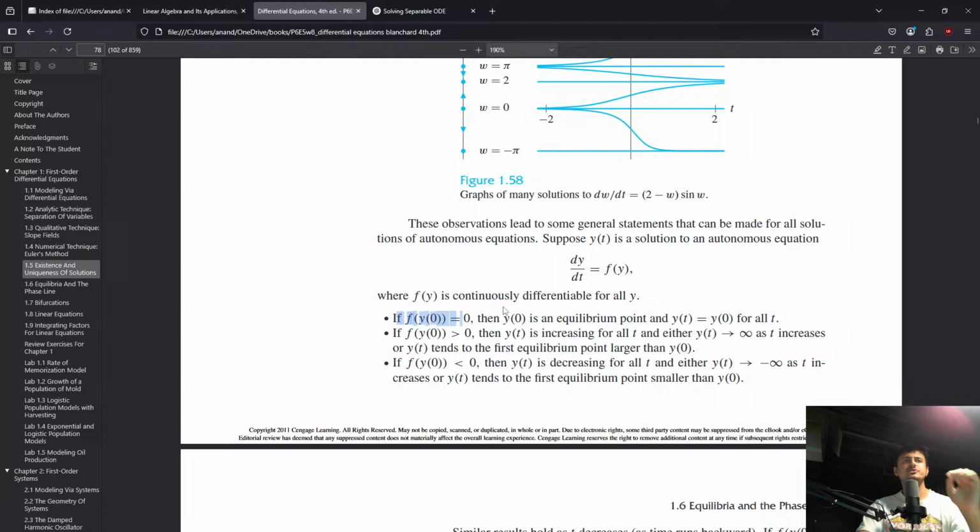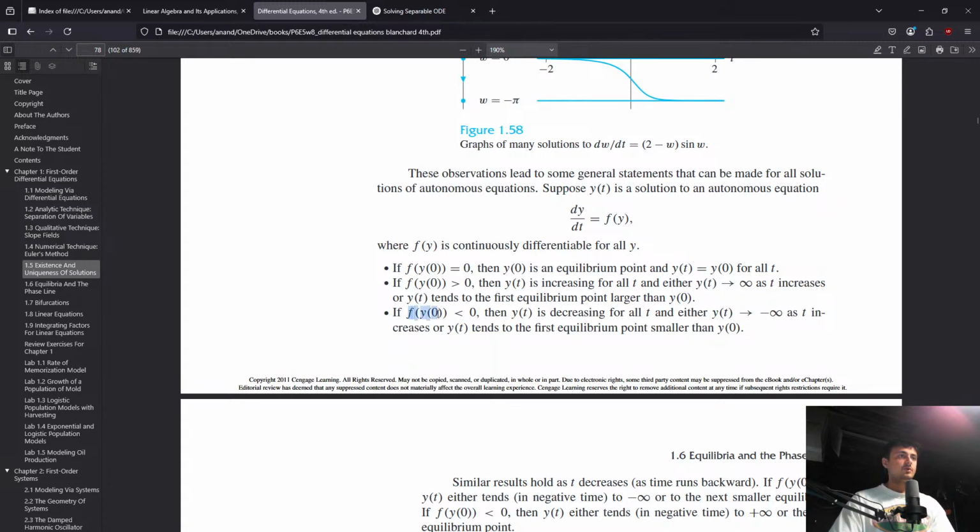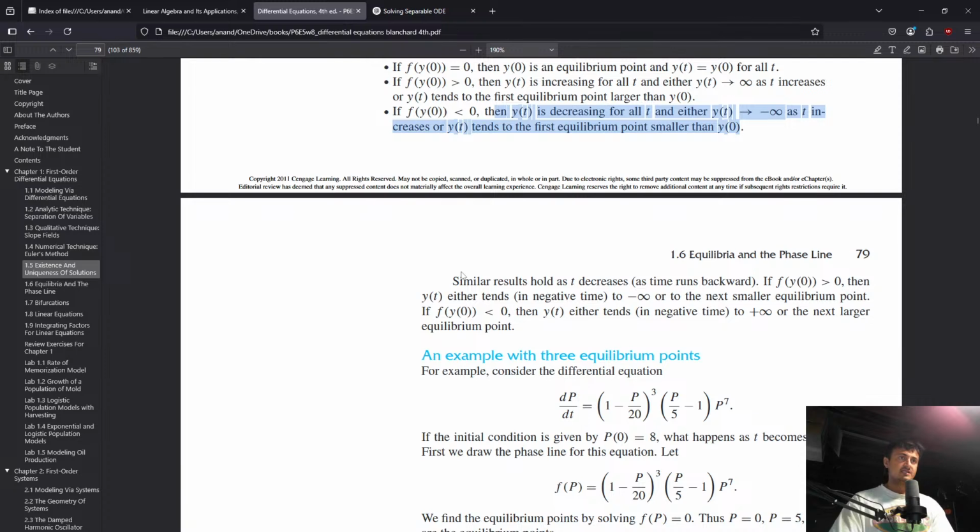All right, so there are some conclusions we can make about autonomous equations. If f of y of 0 is equal to 0, then y of 0 is an equilibrium point, and y of t is equal to y of 0 for all t. If f of y of 0 is greater than 0, then y of t is increasing for all t, and either y goes to infinity or it goes to the first equilibrium point larger than y of 0. If f of y of 0 is less than 0, then it's the opposite. Okay, so there we go. Similar results hold as t decreases.